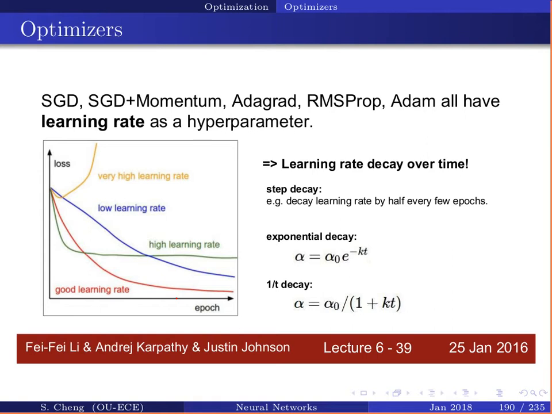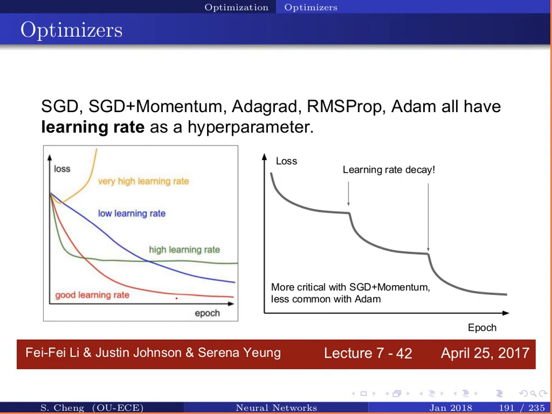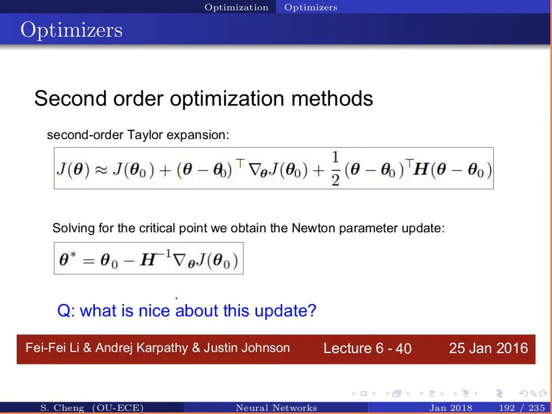Just to give a little preview, you may have step decay, where the learning rate stays the same and after a while goes down by half. You may have exponential decay, and you can also have 1 over t decay and so on. What I would like to talk about today mainly is second order optimization.